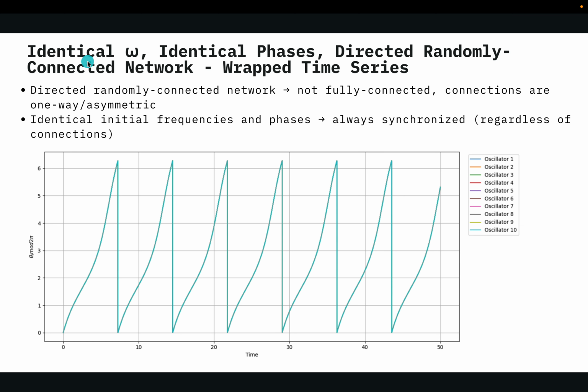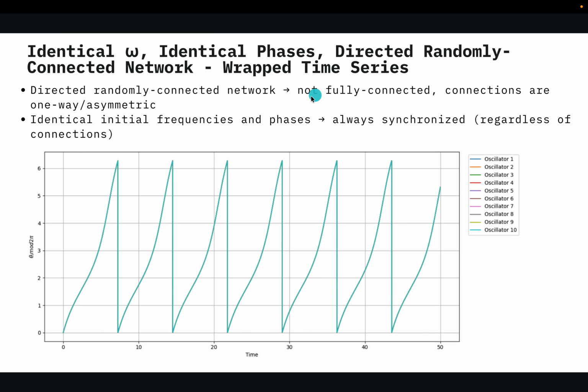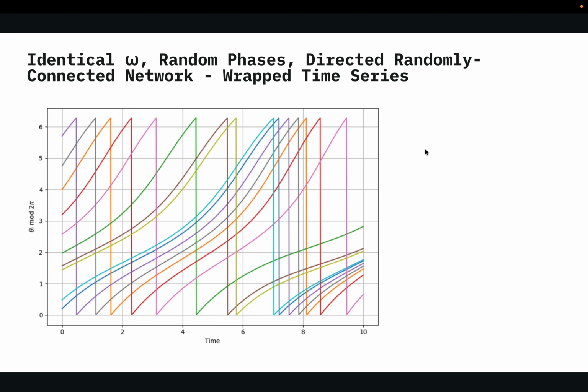Okay, now we do identical omega, identical phases, directed randomly connected. Again, if you have identical omega, identical phases, basically you always have this. Doesn't matter. So here we have a directed network, randomly connected. So it's not fully connected, but connections are one way or asymmetric. But again, it's always synchronized regardless of connections, because you start with identical omega and thetas.